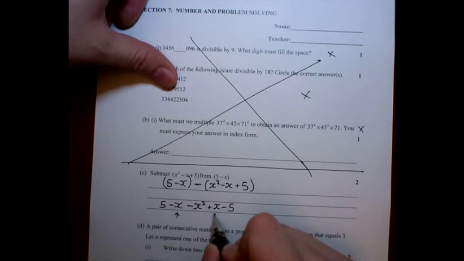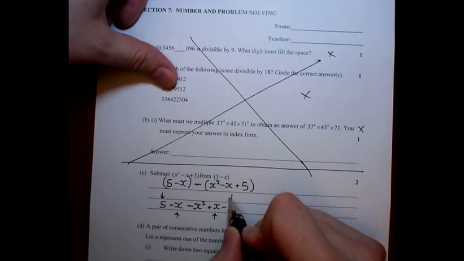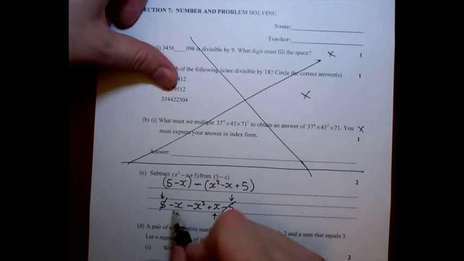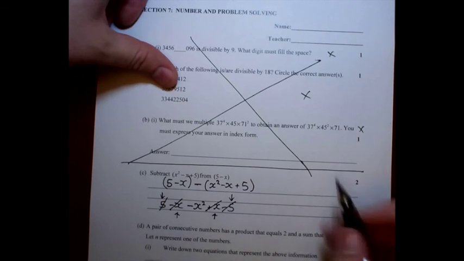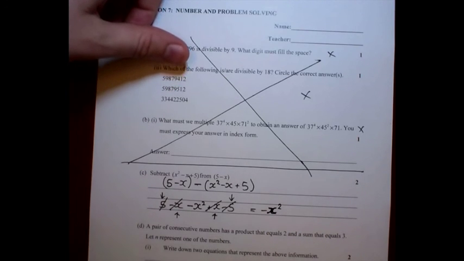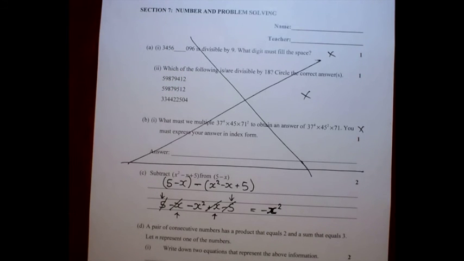Here are some like terms. Here are two other like terms. Positive 5 and negative 5 cancel out. Negative x and positive x cancel out, simply leaving us with negative x squared. Okay. Negative x squared.